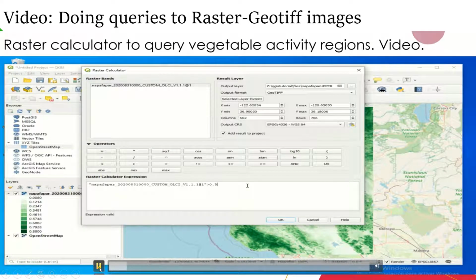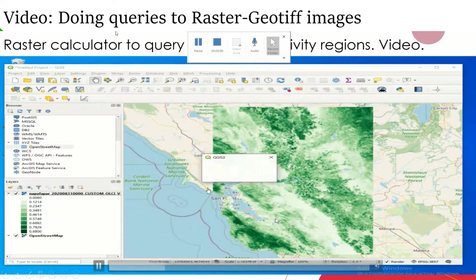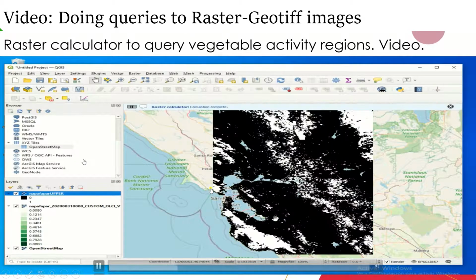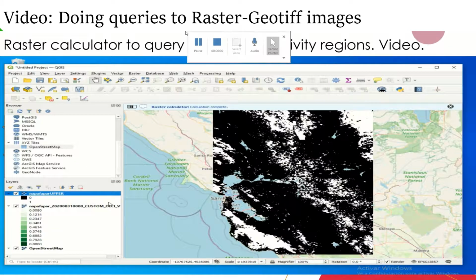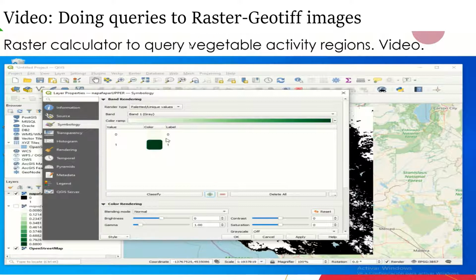For example, we have to use the raster calculator. Then we are going to use the condition. We have this condition with greater than 0.5, and then we are going to use the tool of the raster to display in green the regions that comply with this condition that we are asking of the raster calculator.